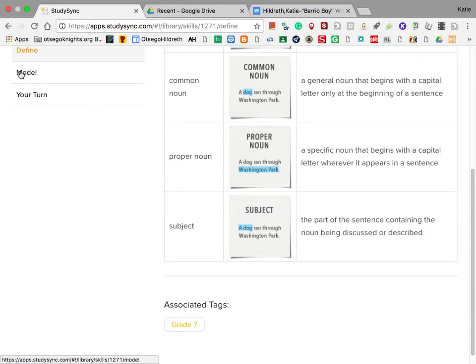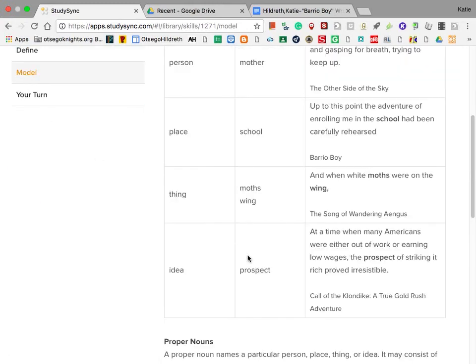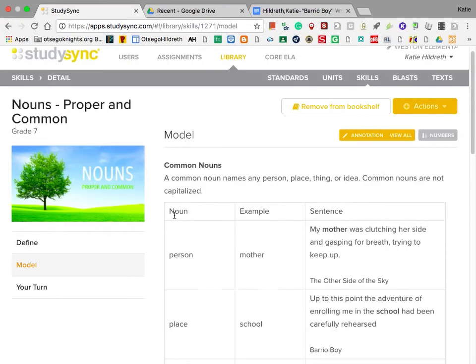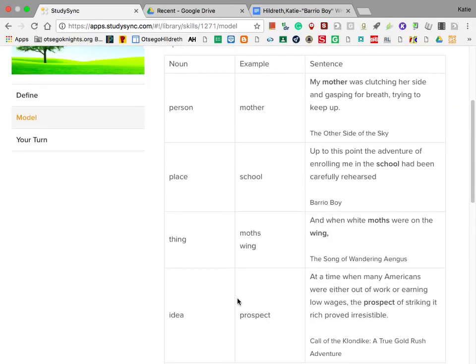Okay? Then you should have a section labeled model, and under model you should have common nouns. You should have made a note that they are not capitalized if you haven't already written that. Then you need a noun and an example. So you'll have person and mother, place and school, thing and moss or wing, idea and prospect.